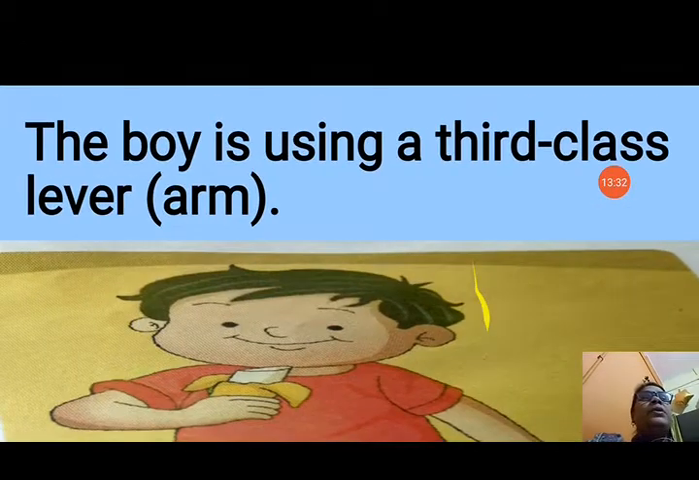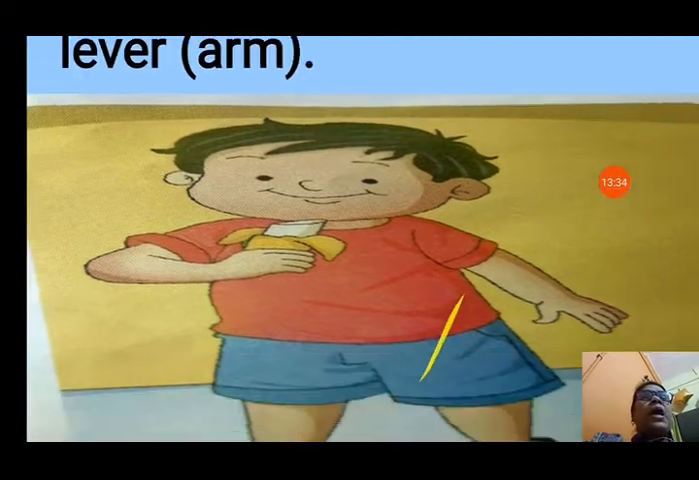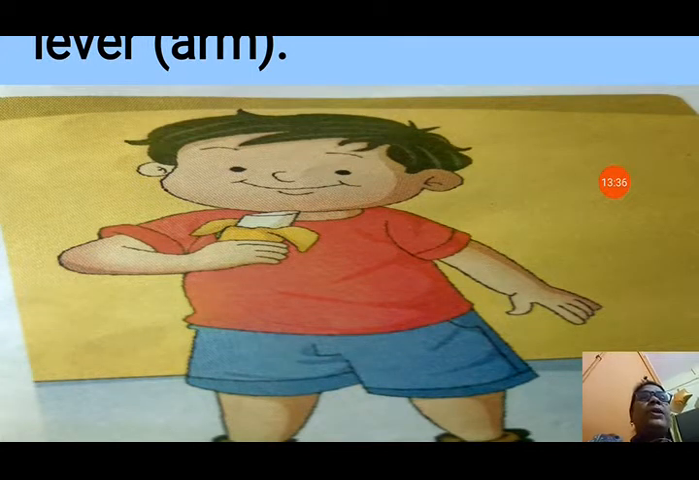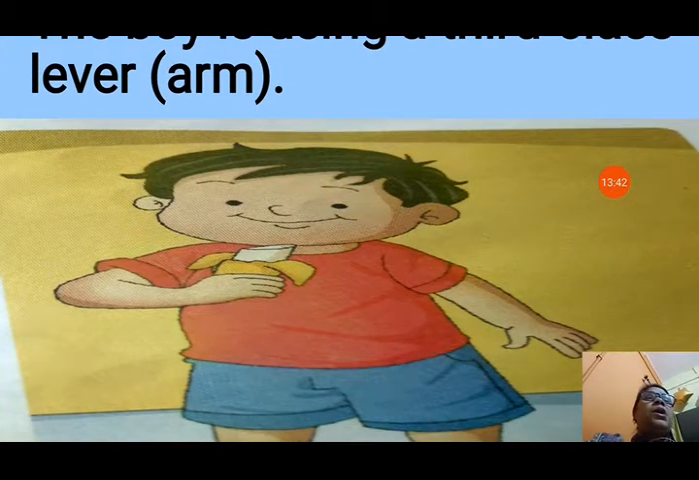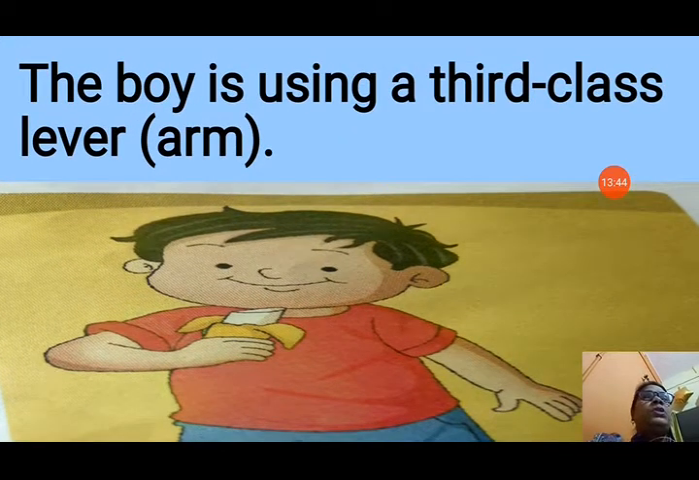The boy is using a third class lever, his arm. The boy is using his arm to eat the banana. You see he is holding the banana for eating, and that is our arm. It is a third class lever. So in this the simple machine is the third class lever, the arm of the boy.